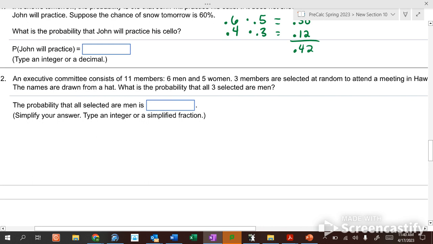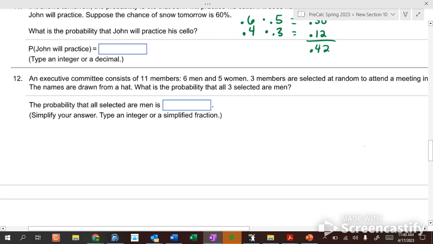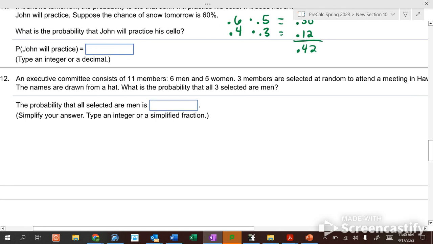An executive committee consists of 11 members, 6 men, 5 women. 3 members are selected at random from a meeting in Hawaii. The names are drawn from a hat. What's the probability that all 3 are men? Okay. What's the probability the first one is a man?